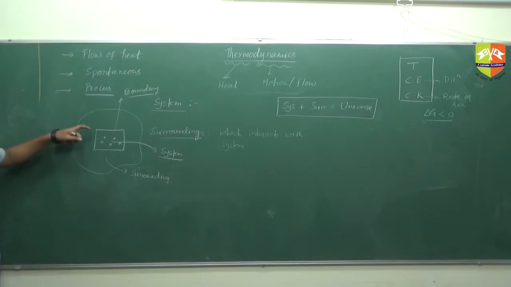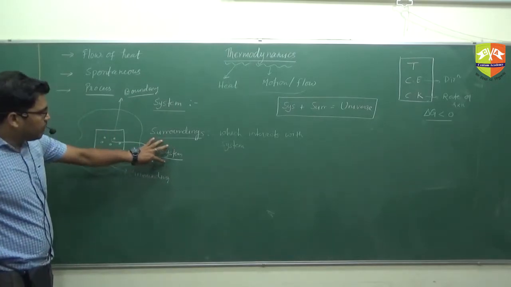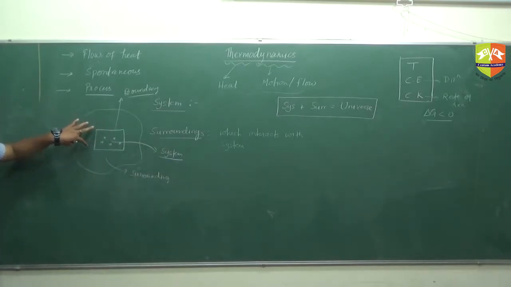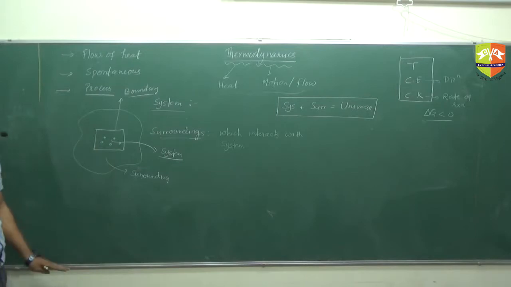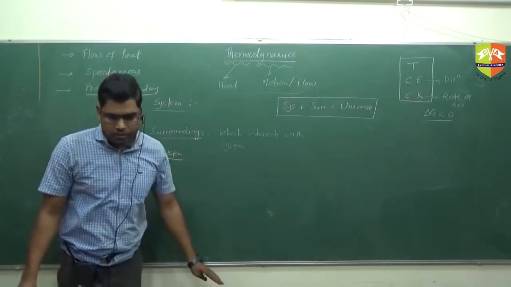Now this boundary can be adiabatic, insulated, or permeable; we can say diathermic also. There are many different things, we will see that. Systems again can be an open system, a closed system, or an isolated system. So there are three types of system possible.